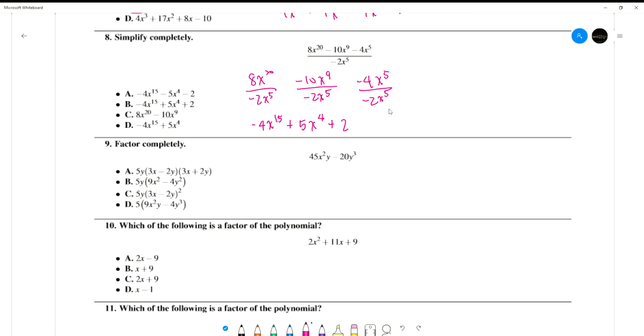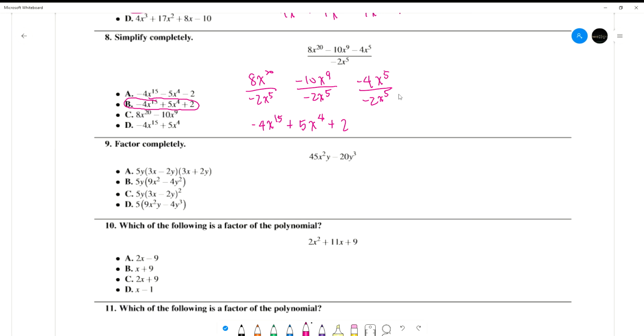X to the 5th over x to the 5th is x to the 5 minus 5. That's 0. X to the 0 is equal to 1, right? As we know, x to the 5th can just cancel out with x to the 5th as well, as long as x doesn't equal 0, right? So our final answer is negative 4x to the 15th plus 5x to the 4th plus 2, B. Very good.